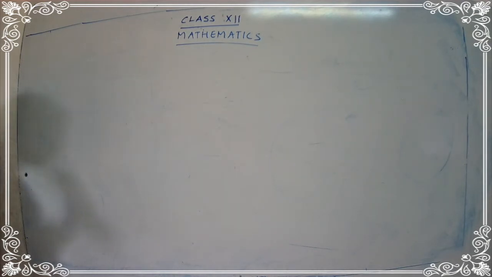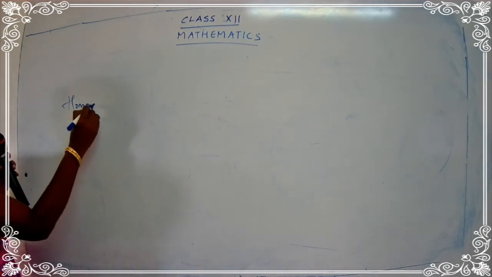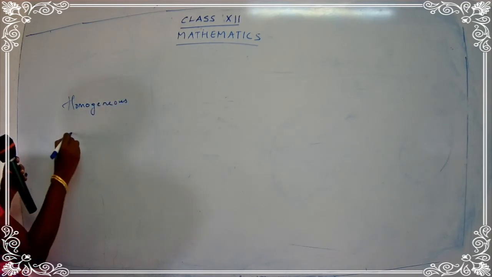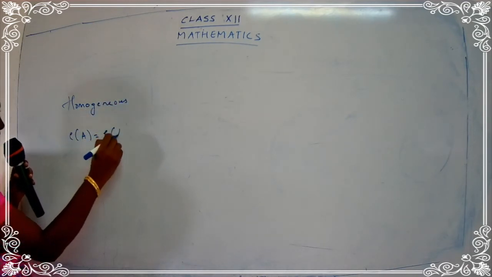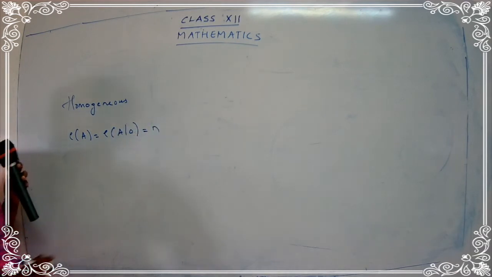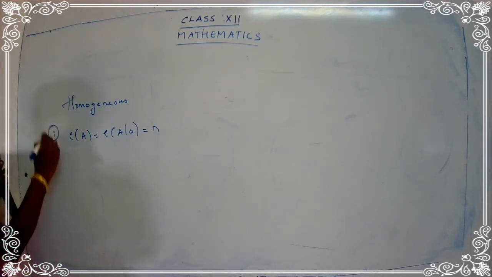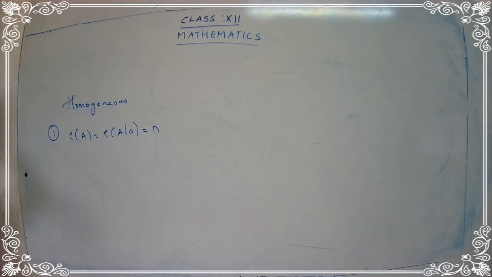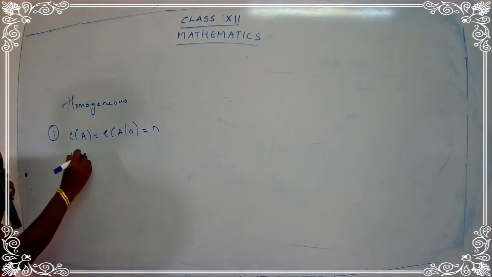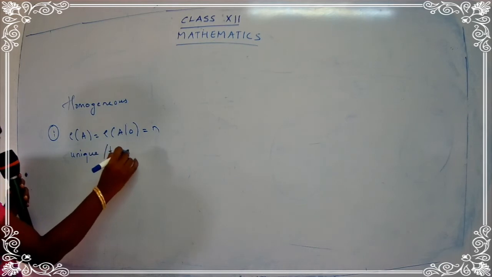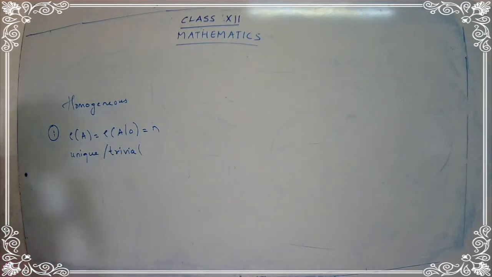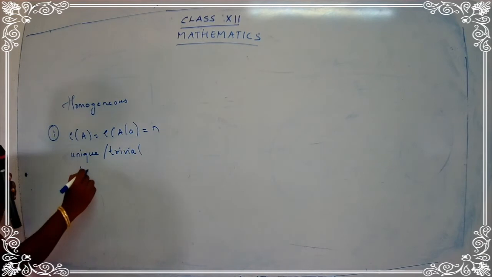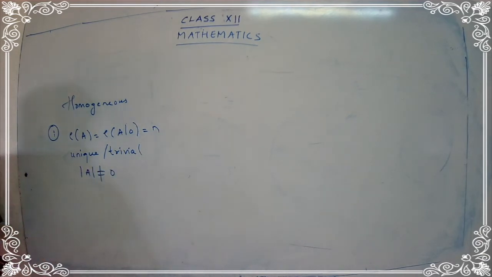Also we have seen two cases for homogeneous equations. Do you remember the two cases, children? One is rank A is equal to rank AO is equal to N. If you have such a case, you say the system is consistent and it has a unique solution. It has a unique solution and also a trivial solution. Now what do you mean by trivial solution? Determinant of A is not equal to 0.